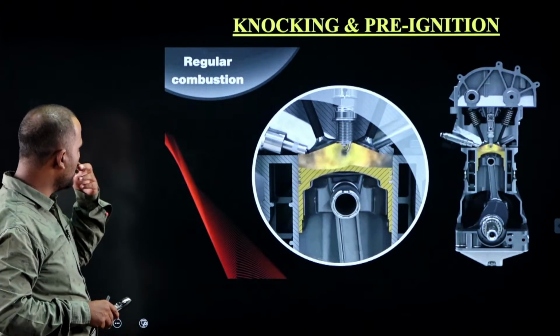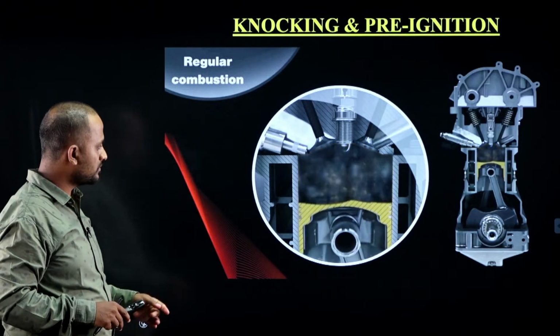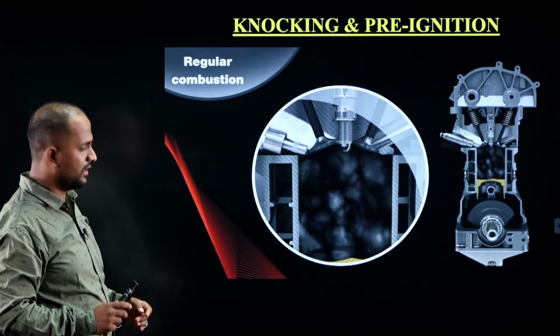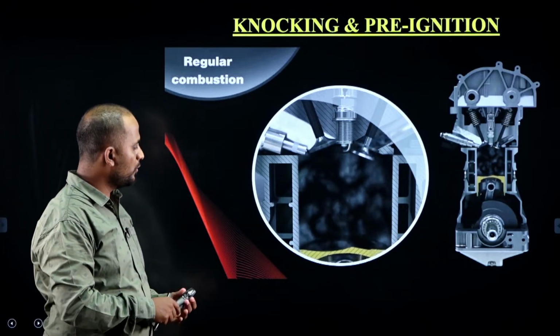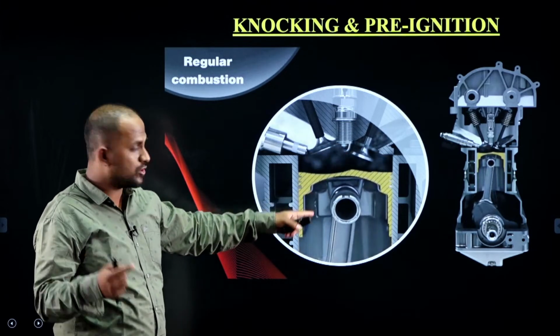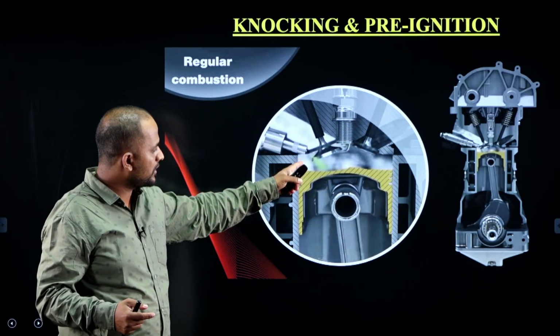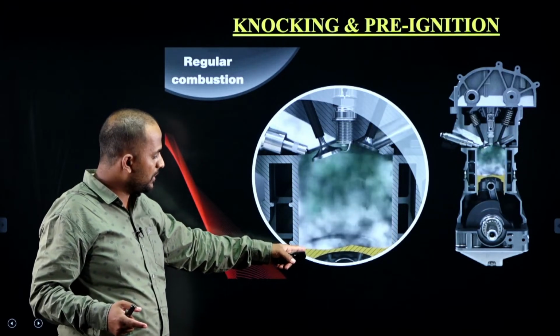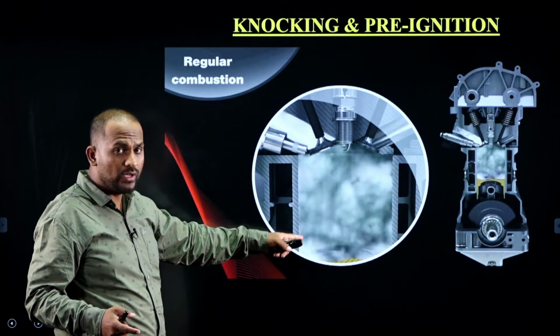Now first see the regular combustion, how it happens uniformly and evenly. Now in this video we can see the exhaust is happening. After exhaust the intake will happen, that is, the piston will be moving towards the BDC. Now after that the piston will be moving from BDC to TDC.